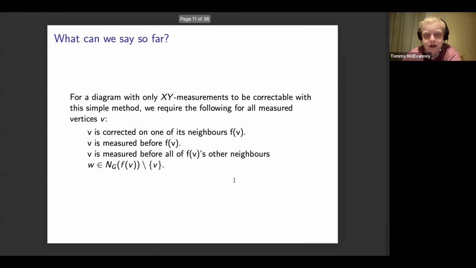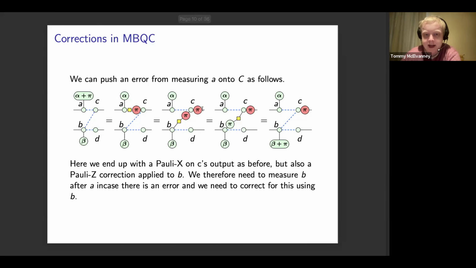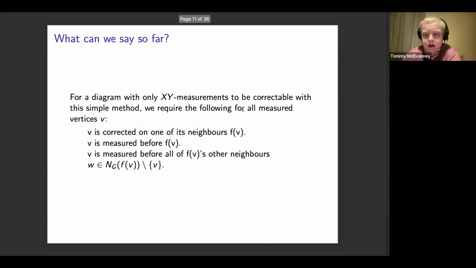So what can we say from this? For a diagram with only XY measurements to be correctable, we need to be able to, for every measured vertex V, push its error onto one of its neighbors. That is, say, C here, which gets the red pi. And we need V to be measured before all of the corrected vertex's other neighbors.